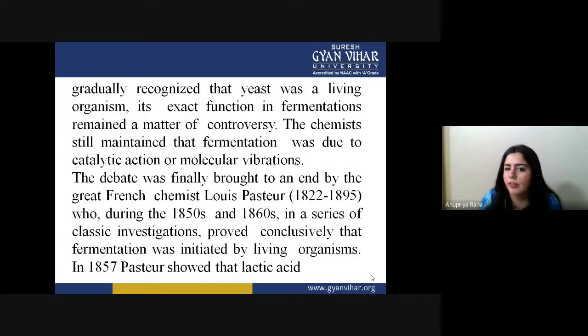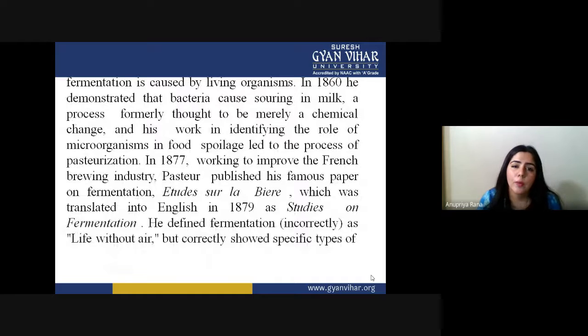So again, our famous Louis Pasteur comes into the picture, and he ended all the controversy about whether yeast functions in fermentation. During the 1850s and 1860s, in a series of classical investigations, he proved conclusively that fermentation was initiated by living organisms. In 1857, Pasteur showed that lactic acid fermentation is caused by living organisms. So finally, with proof, Pasteur showed that the fermentation process can be caused by living organisms, and he showed it to the different scientists of that time.